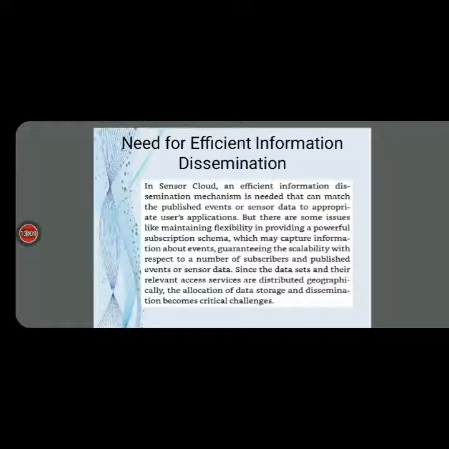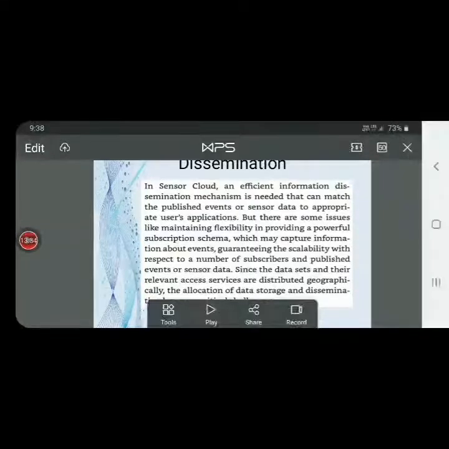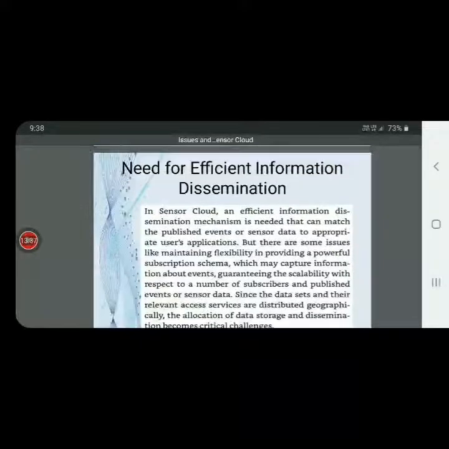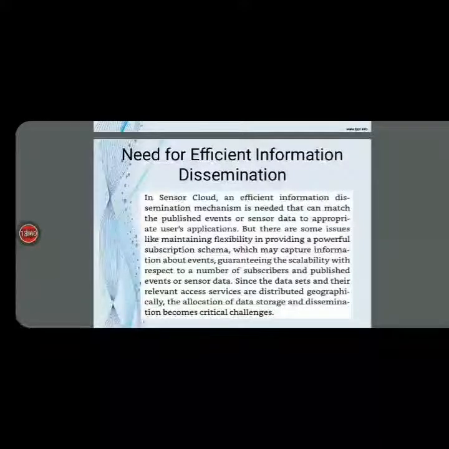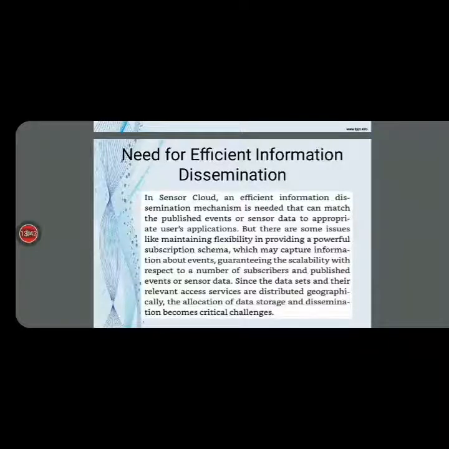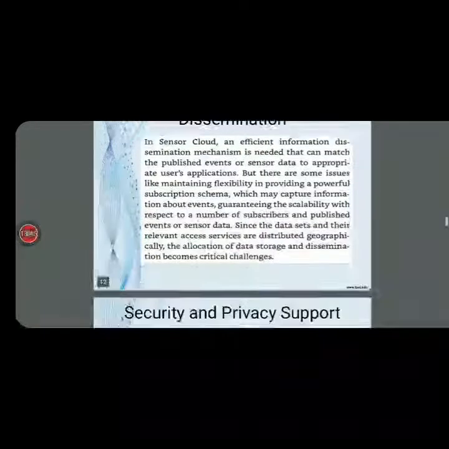Nowadays we see in many YouTube channels that at the time we have many subscribers. Some days, like when one movie is released and they show one trailer, suddenly millions of people enter YouTube. At that time YouTube will not be working, so it takes error. That kind of error will affect this efficient information dissemination.